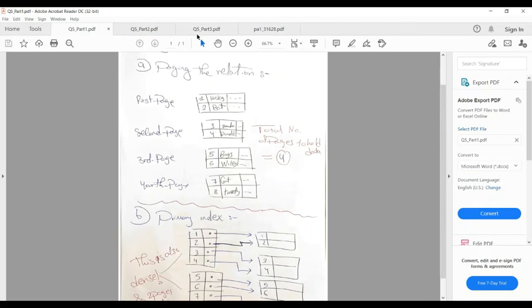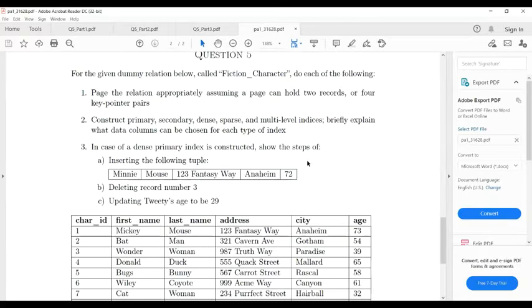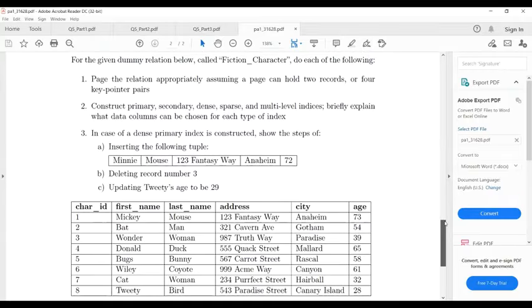Okay, going back to the second part of question 5: we need to construct primary, secondary, dense, sparse, and multi-level indices, and briefly explain what data columns can be chosen for each type of index. Perfect. I'm going to start first with the primary index. As the name says, primary index means that we will use the primary key or the search key, the key which uniquely identifies our table. In our case here, this is the char ID. This is a unique ID.